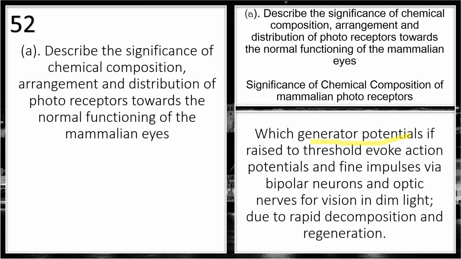Which generator potential, if raised to a threshold, evokes action potentials and fires impulses via bipolar neurons and optic nerves for vision in dim light, due to rapid decomposition and regeneration.